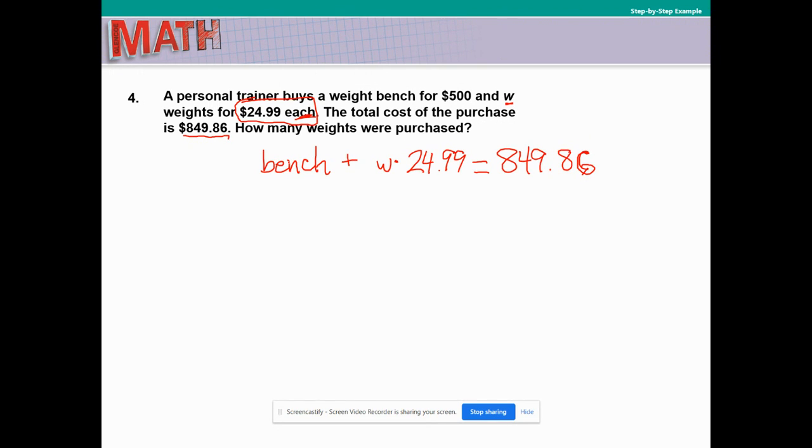How many weights were purchased? Well, the bench was $500, so that's going to go right here. And so I would set up this equation, 500 plus W, let W be the cost of the weights, or the number of weights. W equals the number of weights.